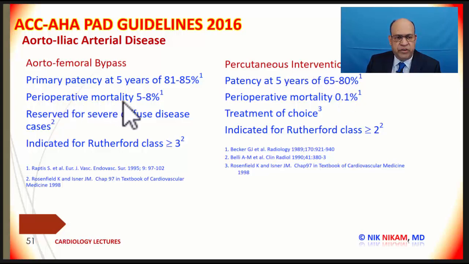Perioperative mortality, of course, is 5 to 8% in surgical patients compared to 0.1%, which is a major advantage for patients undergoing percutaneous intervention. Surgery is reserved for severe diffuse disease cases, and percutaneous intervention could be a treatment of choice in simple, straightforward cases, and also in patients with total occlusion who can be reasonably treated with percutaneous intervention. Surgery is indicated for patients with Rutherford class greater than 3, whereas endovascular interventions are indicated for patients with Rutherford classification greater than 2.